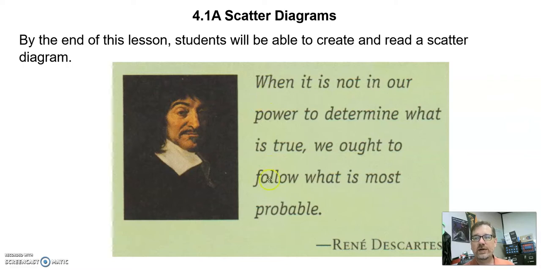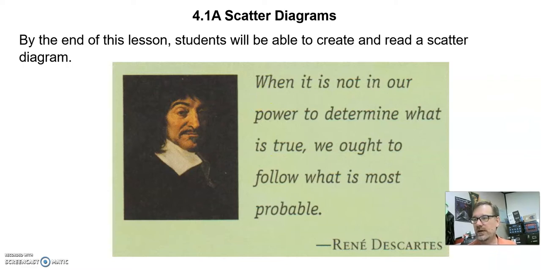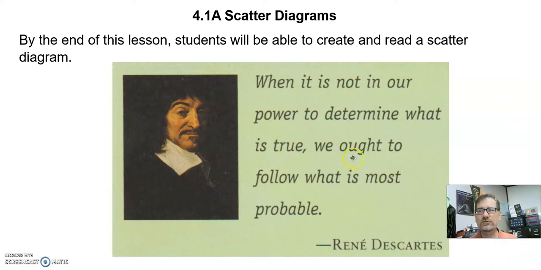By the way, the guy up here, Rene Descartes, you may want to look him up. Fascinating guy, one of the true Renaissance men of his time, philosopher, mathematician. He's also, I want to say, the guy who said, I think, therefore I am. And he is the reason why we call our graphs the Cartesian plane. So when it is not in our power to determine what is true, we ought to follow what is most probable. So if I don't know something is true, I'm going to follow what is most likely true. I think that's very fascinating.